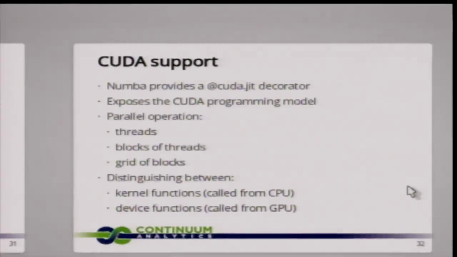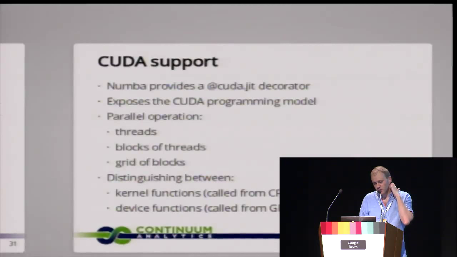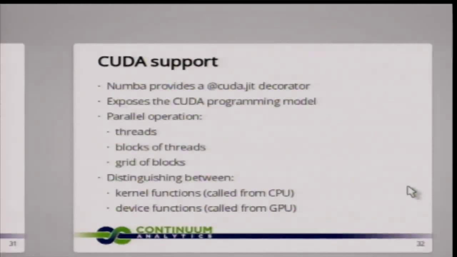So besides that, we have CUDA support, as I said. The main API for that is the CUDA.jit decorator. We don't try to hide the CUDA programming model. The CUDA programming model is based on the notion of a grid of threads. So you have blocks of threads, and you have a grid of blocks. And the GPU executes all those threads in parallel, more or less. But you have to tell the GPU the topology of threads.